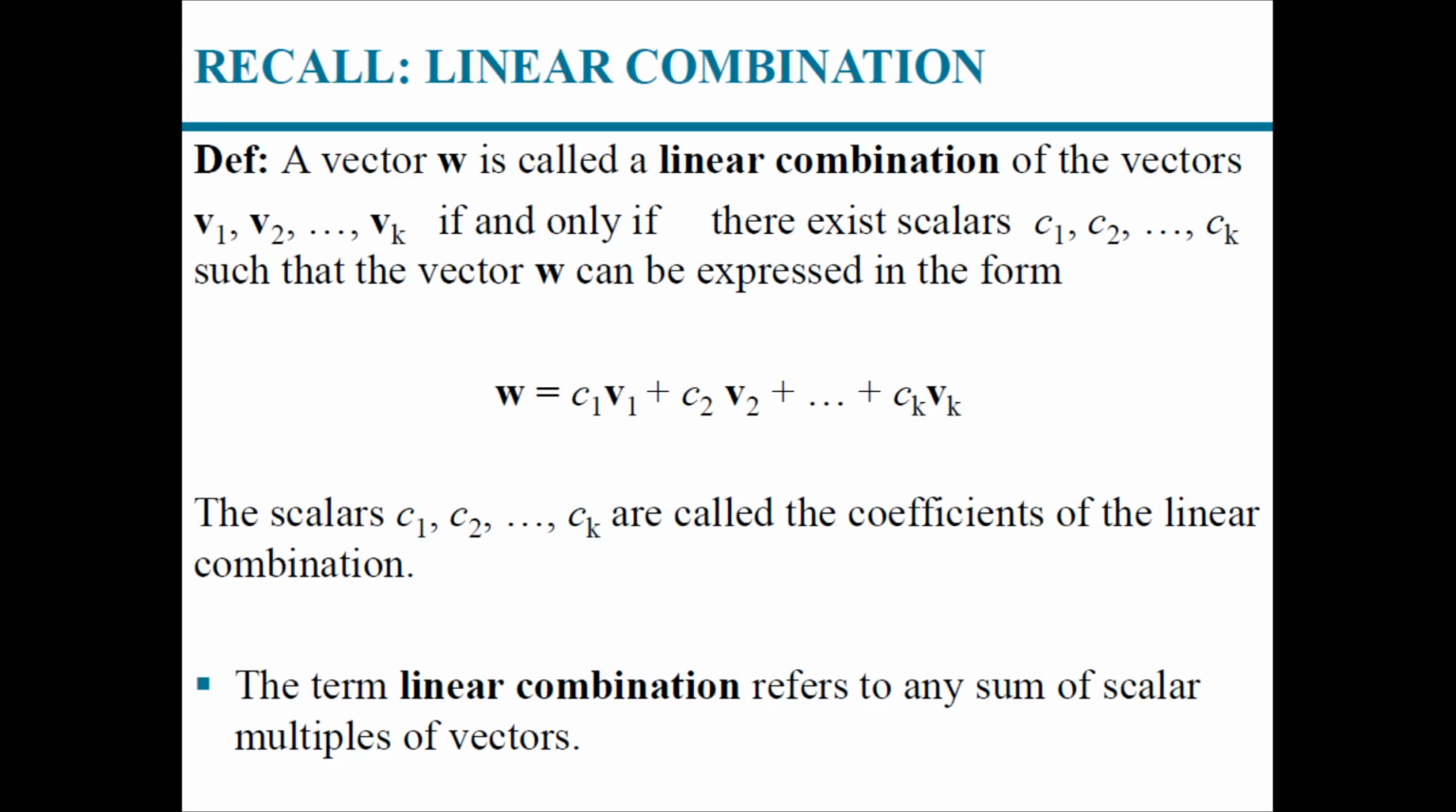We will need the notion of linear combination, especially for the span. So this is just a reminder of what a linear combination of vectors is. Well, it's basically a summation of scalar multiples of vectors. So w is a linear combination of v1, v2, ..., vk when w can be written as c1 times v1 plus c2 times v2 plus ... plus ck times vk. So it is a summation of scalar multiples of vectors. That's a linear combination, basically.